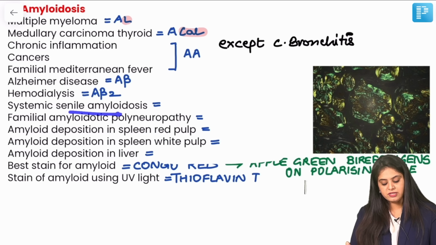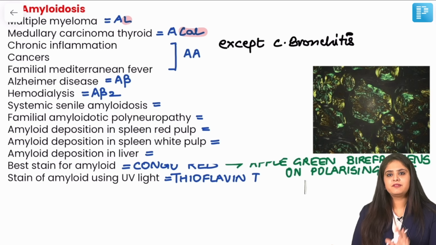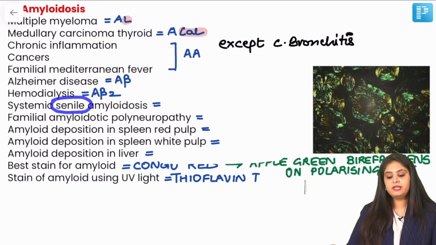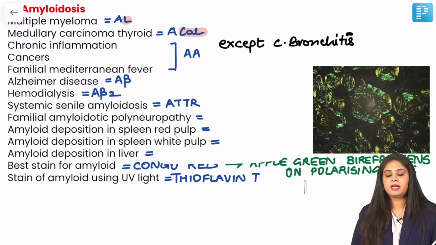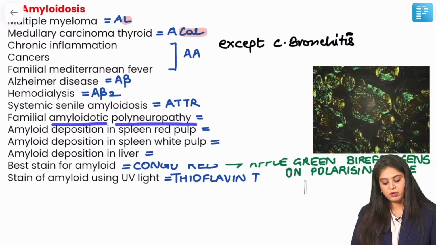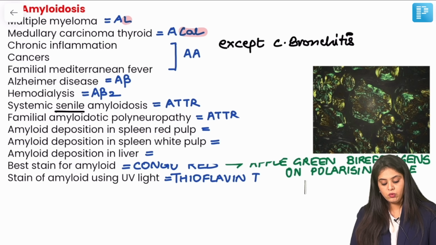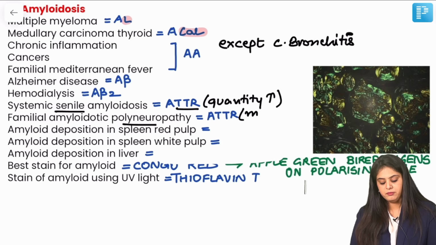Now I'm left with two types which are the toughest to read but rather are very simple when I decode it. Systemic senile amyloidosis means the old age type in which ATTR is the amyloid, and the amyloid which causes polyneuropathy, in that also ATTR is the amyloid. The difference is in old age it is the quantity of ATTR which is actually going to increase, whereas in nerve-related problem, it is the mutation of ATTR which is actually going to occur.